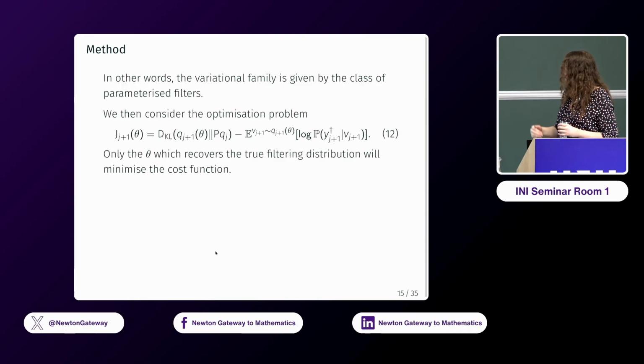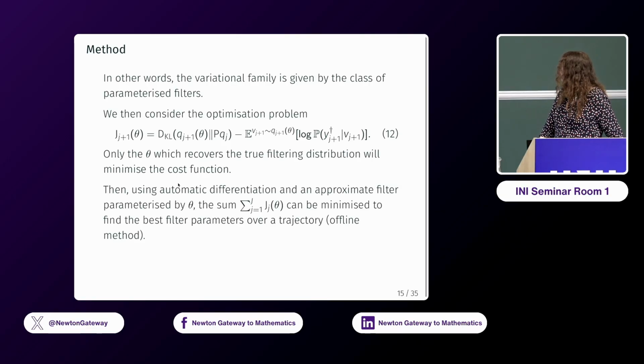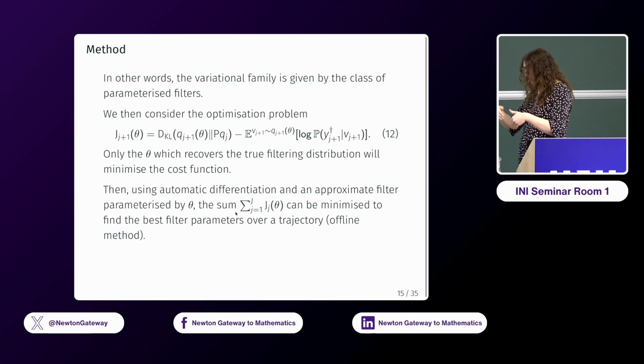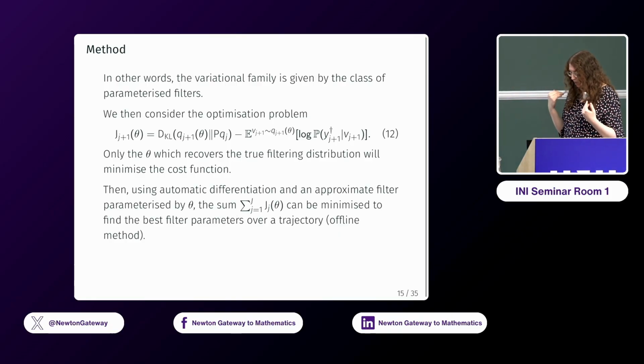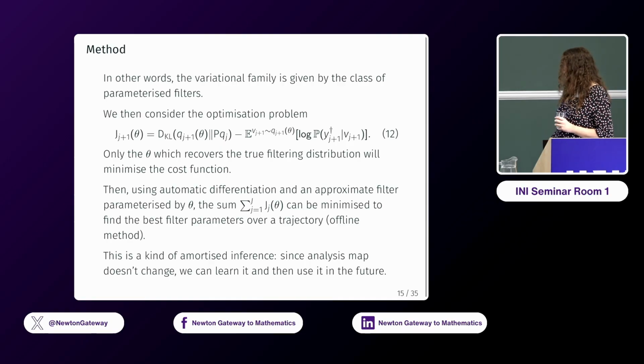Then we can do this recursively, and we have this sum of cost functions at each time. If we can use automatic differentiation through a parameterized filter, then we can try to find the best parameters theta that minimize this cost function. We'll get as close as possible, assuming we can do this minimization, to the true filter within our class.